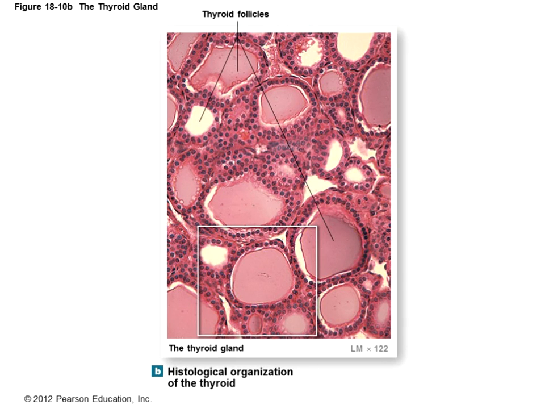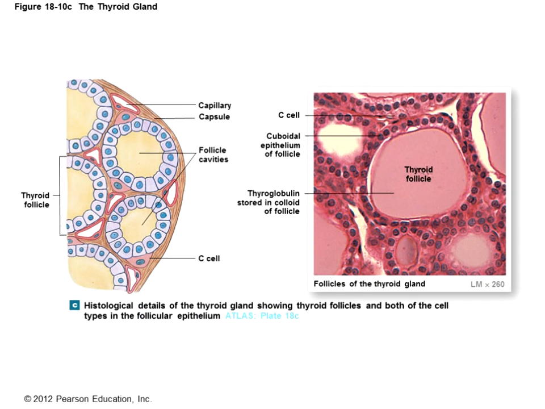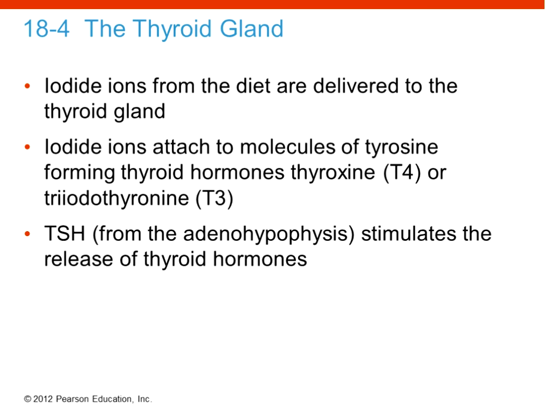So here's a nice image of the thyroid gland, and you can see all of these thyroid follicles, and you can see how they're lined with cube-shaped cells. And here's a little bit closer look at it. And here's a nice illustration also where you can see the follicular cavity, but you can also see these cube-shaped cells where the T3 and T4 are going to be manufactured.